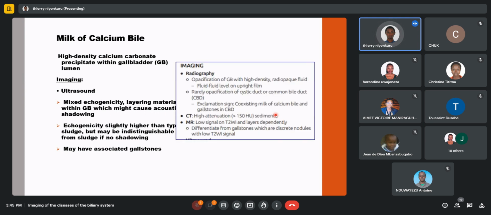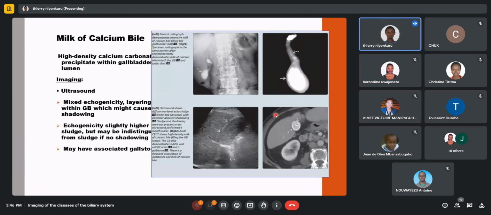On imaging, there is opacification of the gallbladder with high density radiopaque fluid, and we see a fluid level on plain radiography. On CT, we see this high attenuation of the milky bile, which will be above 150, while on MRI we have low signal intensity on T2, and it is layering, gravity dependent. So this is the case of milky bile.